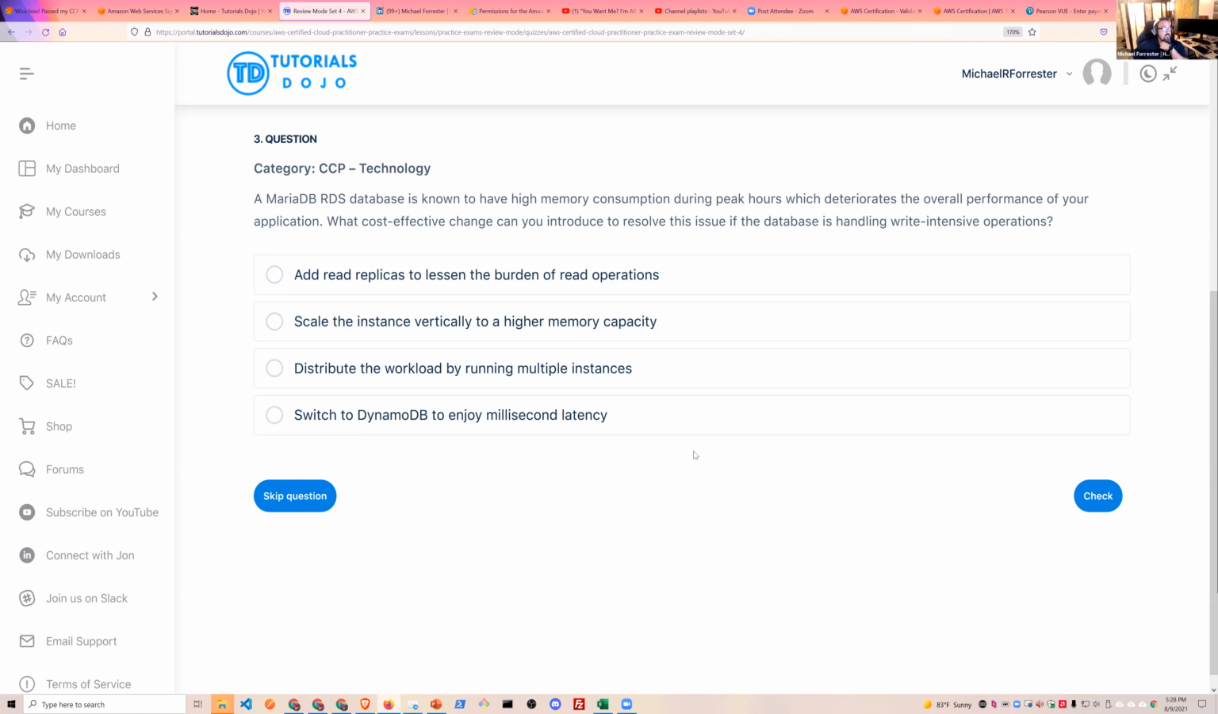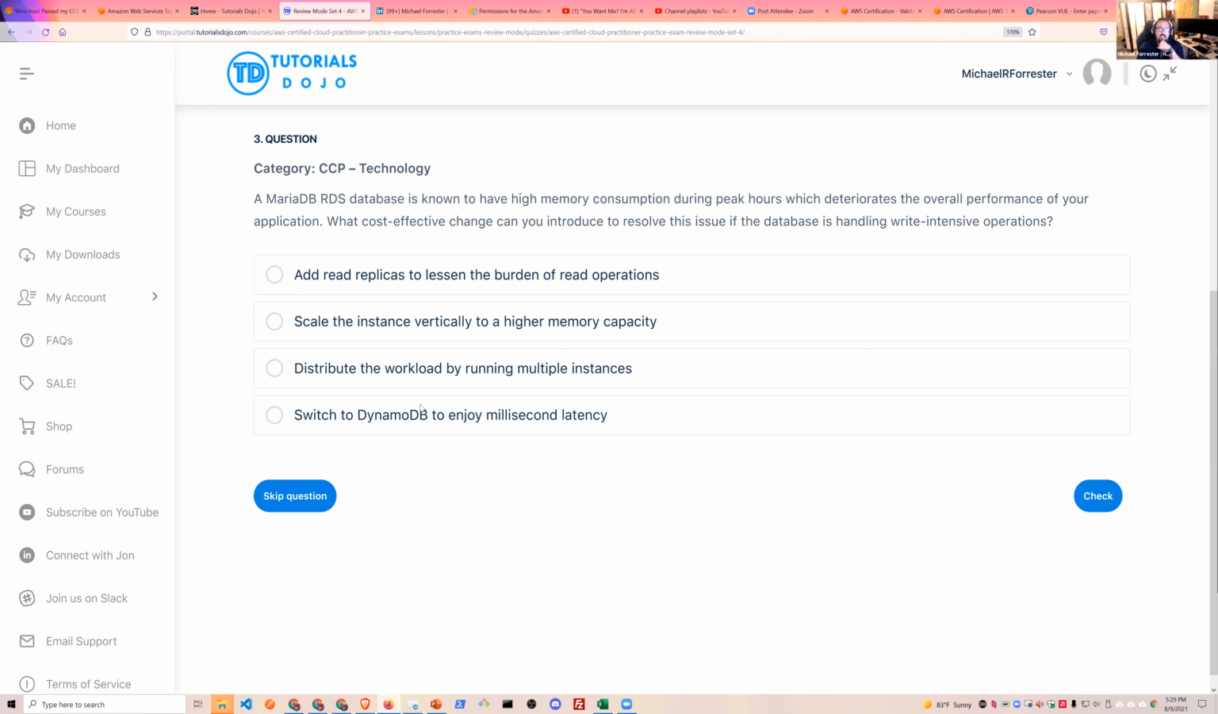That seems like there are several ways, actually. Especially if memory consumption during peak hours is pretty high, there's a couple of ways to do that. Adding read replicas seems like it would lessen the burden of read operations. That could help, although it is memory pressure. It wouldn't necessarily help write operations per se, but it could because it could offload something. And then scaling the instance vertically to high memory capacity seems pretty rock solid. Distributing the workload is not really possible unless you're going to shard, which requires a bunch of changes. And then switching to DynamoDB is not going to be the answer, right?